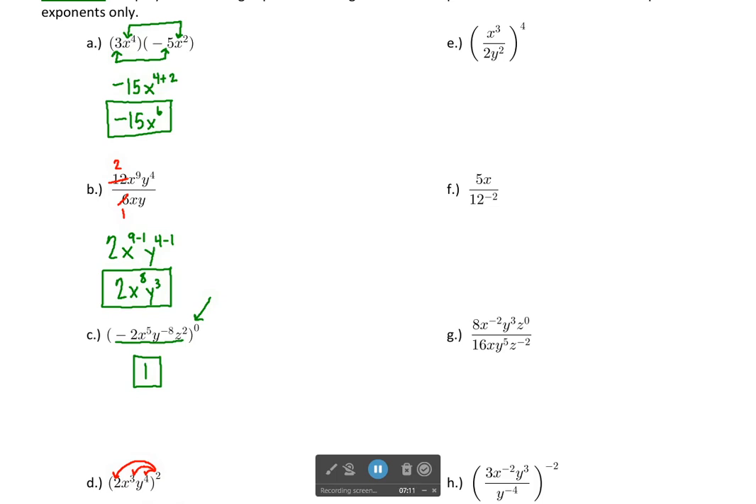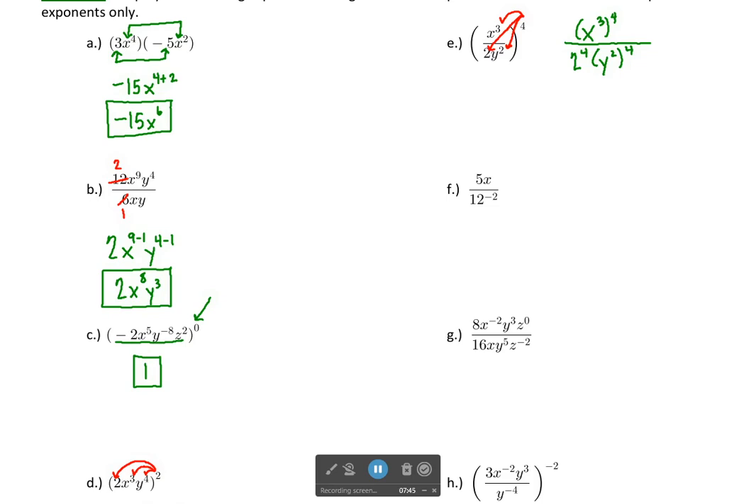Now on example E, we have a quotient raised to a power. So I need to distribute the exponent to both the numerator and the denominator. And the denominator has more than one factor, so we're going to distribute that to each factor in that product. So we're going to end up with, on the top, x cubed raised to the 4th power, and in the bottom, 2 raised to the 4th power, and y squared raised to the 4th power. So every factor got that outside exponent.